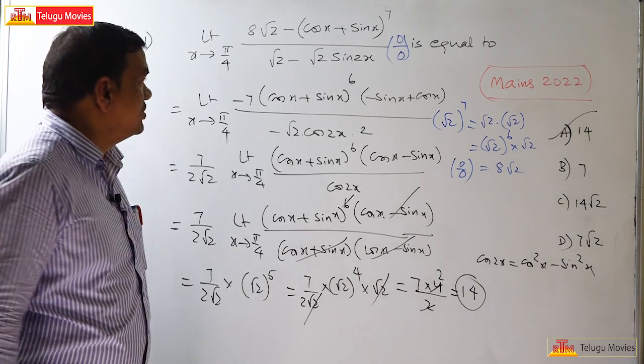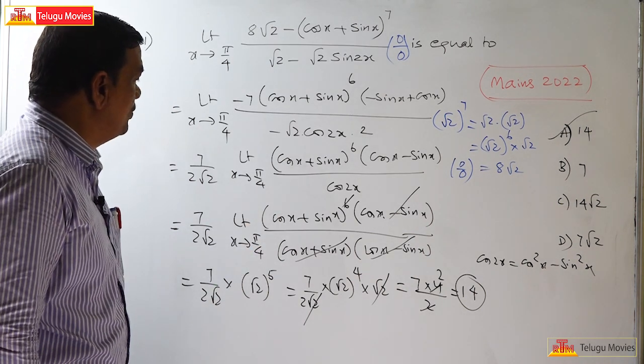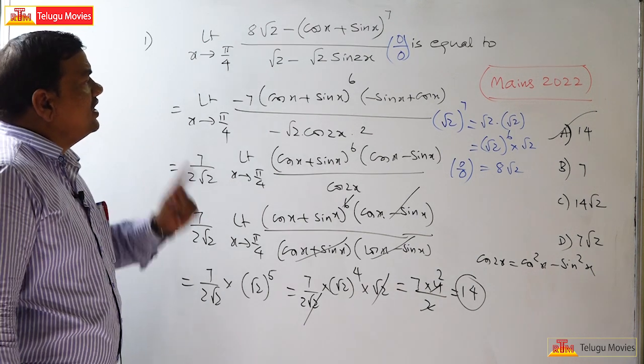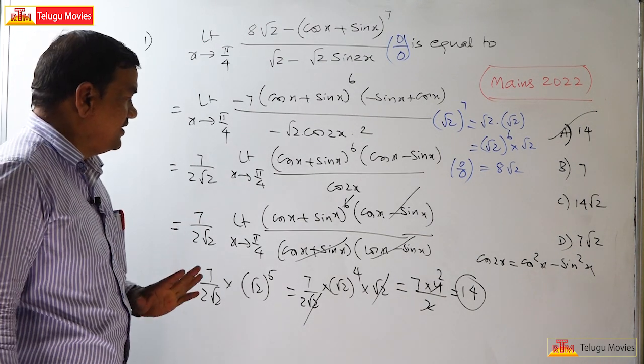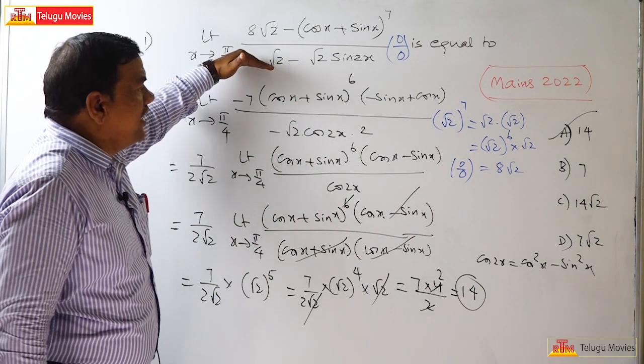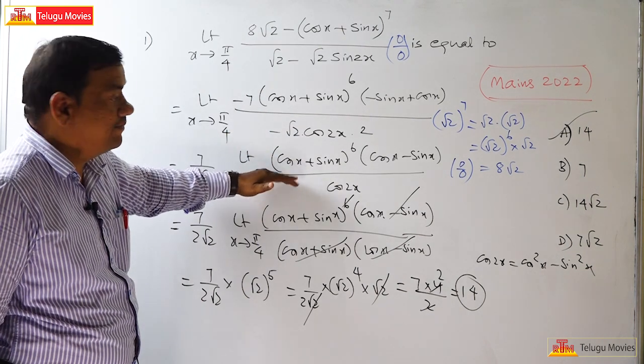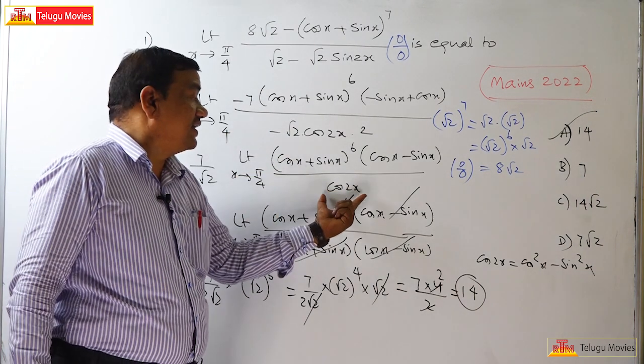Very easy problem. Almost everybody can do this problem. Here generally students make mistakes, where do they start making mistakes? This step, okay, everybody will do. This step is also okay. This step is also okay. So they didn't get that idea.